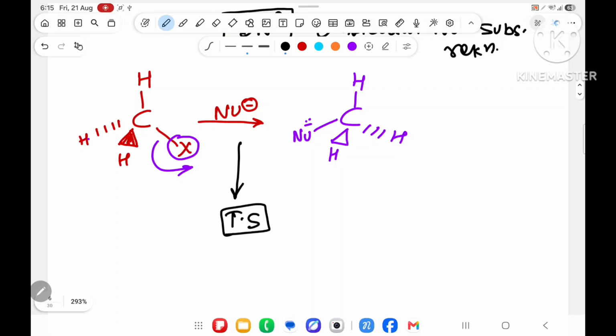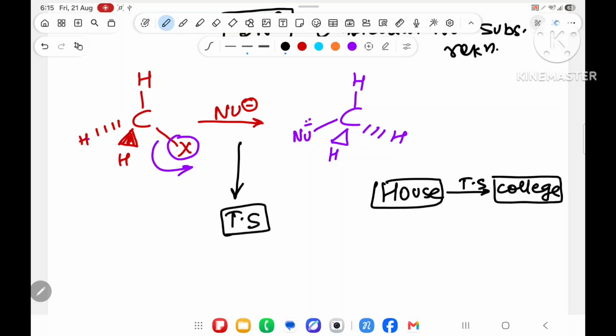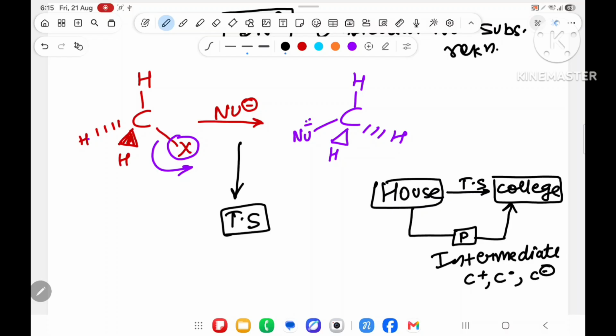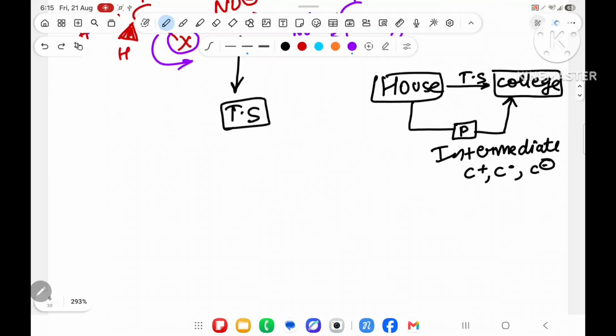But what is a transition state, sir? I have told you, one student is going from school to college without going to any other place. Directly school to college is known as transition state, and someone going from school to college via another point is known as an intermediate, and intermediates are carbocation, free radical, carbanion. So over here, without going to any intermediate, it goes directly from house to college. So, transition state.